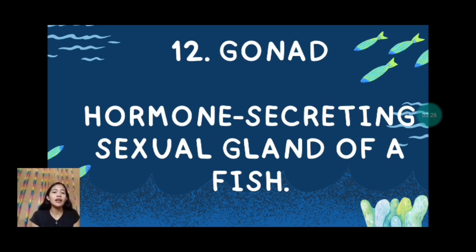The last one is the gonads. The gonads are the hormone-secreting sexual glands of a fish. The gonads of fish, which can be either testes or ovaries, are responsible for the production of gametes and the secretion of hormones necessary for reproductive processes, including fertilization and the development of offspring. So those are the internal parts of the fish.